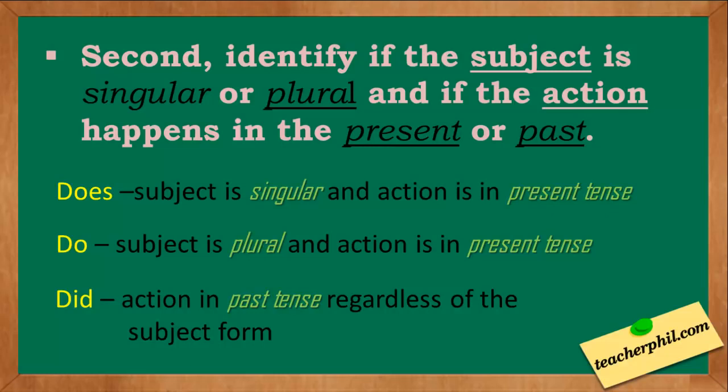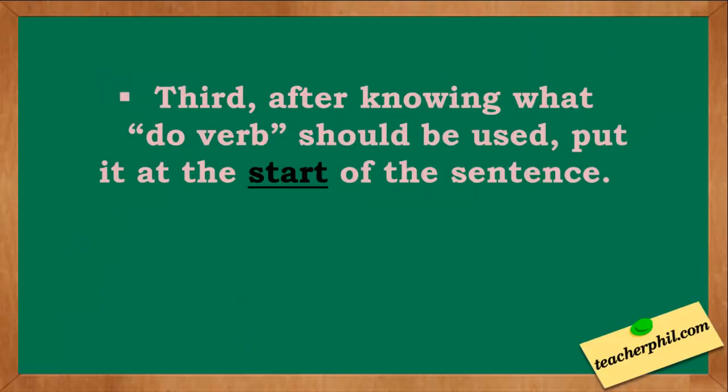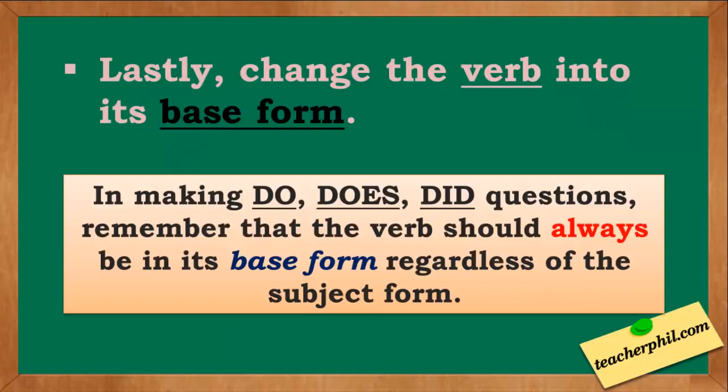Does is used if the subject is singular and the action is in present tense. Do is used when the subject is plural and the action is in present tense. And did is used if the action is in past tense regardless of the subject form. Third, after knowing what do verb should be used, put it at the start of the sentence. And lastly, change the verb into its base form.